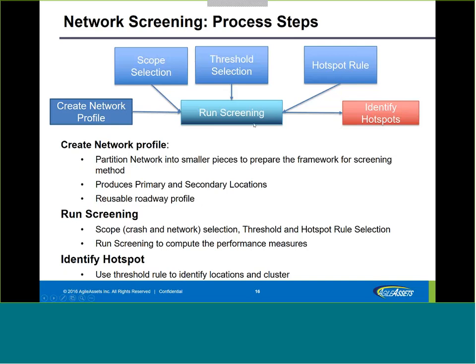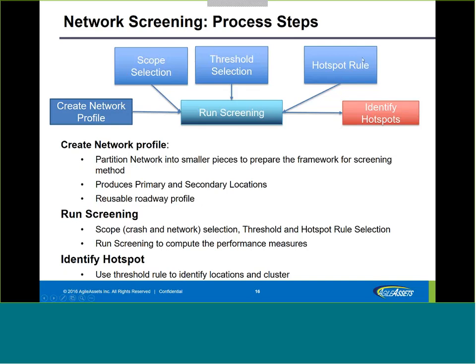Then when you run the screening, basically you have to select your scope, which is if you have a network scope or a crash filter that you want to apply, that falls into that category. Then we have the threshold selection. So you have to consider the 95th percentile or 98th percentile threshold of one of the performance measures, and that happens in this step.